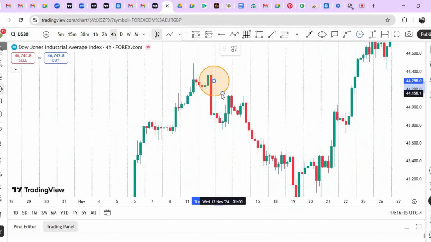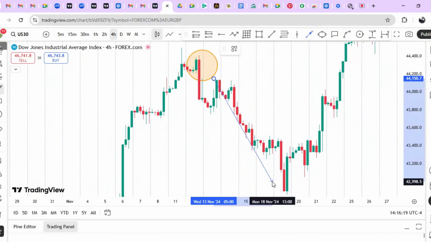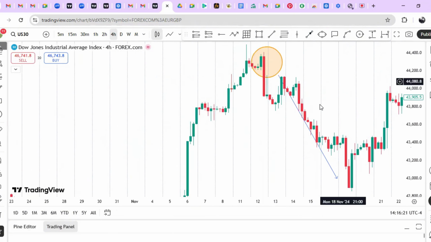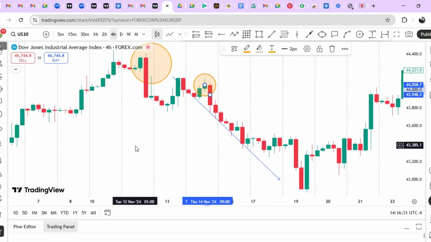Here again, an engulfing candle. What happened next? You had a nice push to the downside. Here again, small sales, correction, ended with a doji candle. And after the doji candle, what happened? Sales.